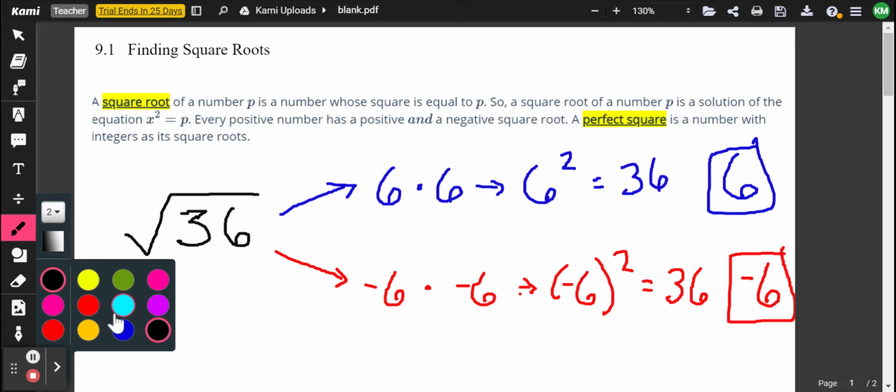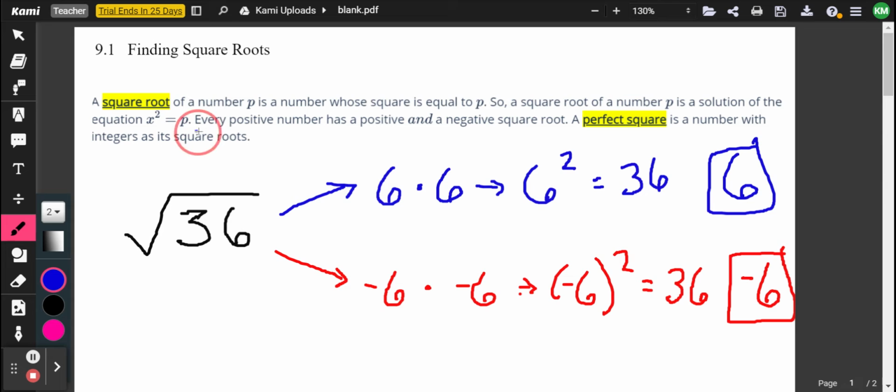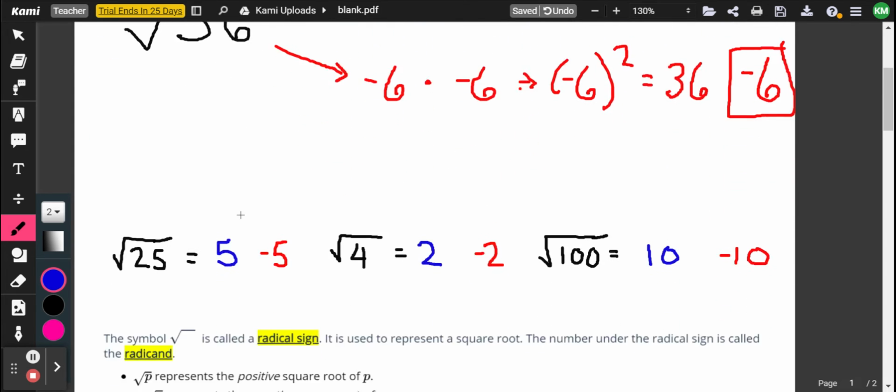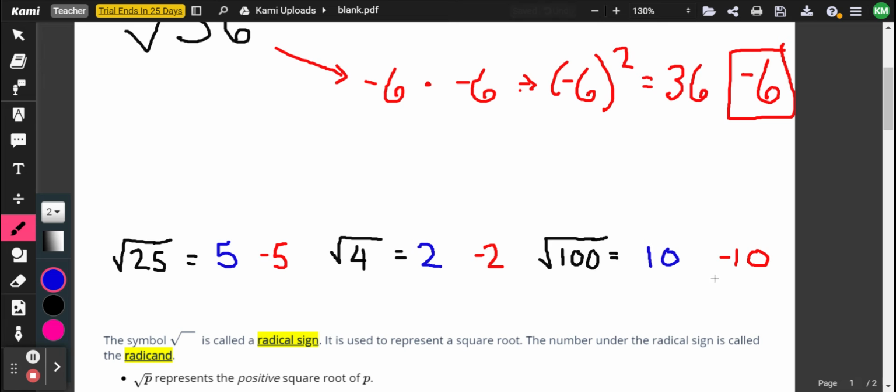Now, if you're looking at the definition here up at the top, it says every positive number has a positive and a negative square root. So we already found the positive 6, but we can't forget about the negative either, because if I squared negative 6, that also gets me to 36. So I have two answers, positive 6 and negative 6, because if I square both of these numbers, they will get me to 36.